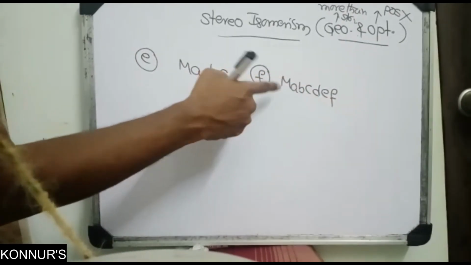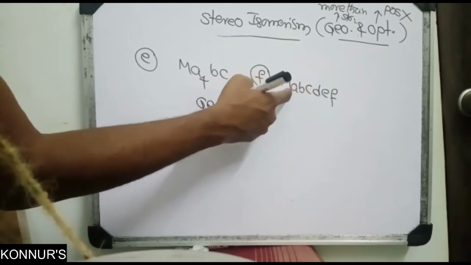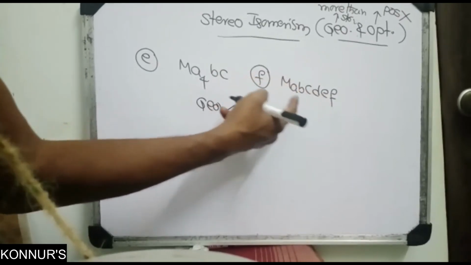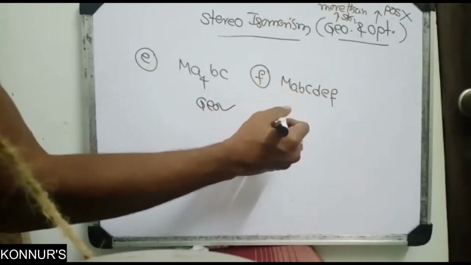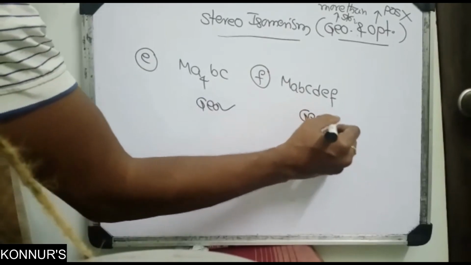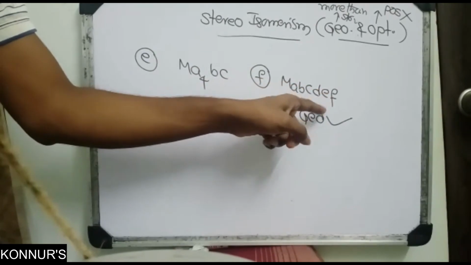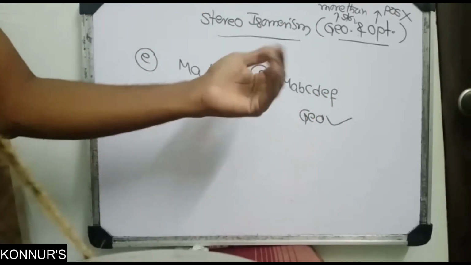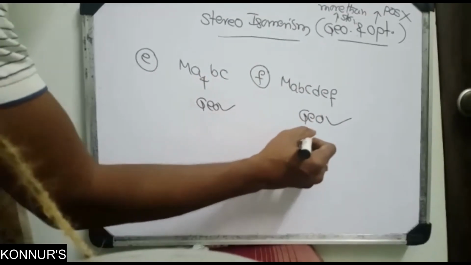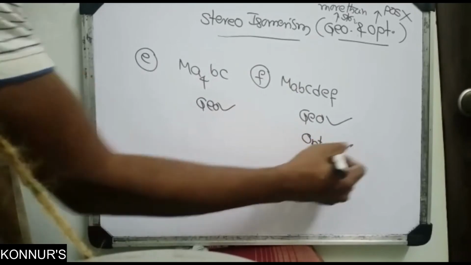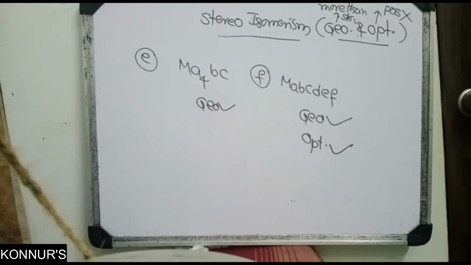So you are getting A trans to B, A trans to C, A trans to D, A trans to E, A trans to F, like that. So many you can write. So that's why it is showing geometrical. Next, every ligand is different. So in any direction you cut, you can't get equal halves. So that's why it is showing optical activity. Next, we will take bidentate ligands.